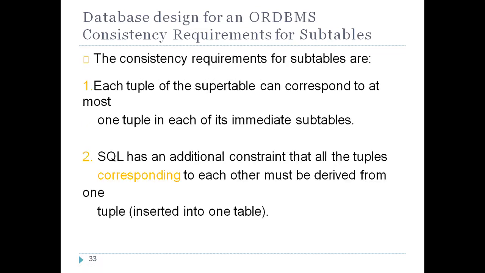So what are the consistency requirements for the subtables? There are two types of consistency. First, each tuple of the supertable, which means the parent table, can correspond to at most one tuple in each of its immediate subtables. And second, SQL has an additional constraint that all the tuples corresponding to each other must be derived from one tuple.